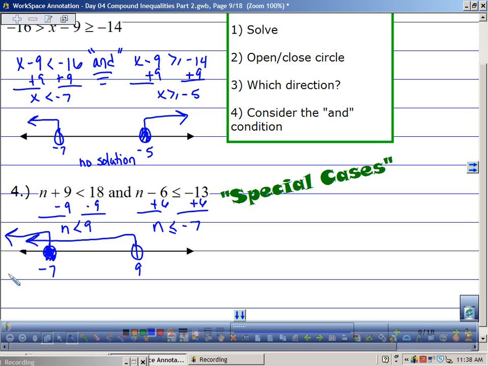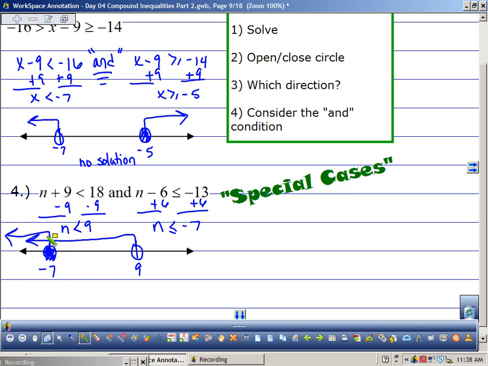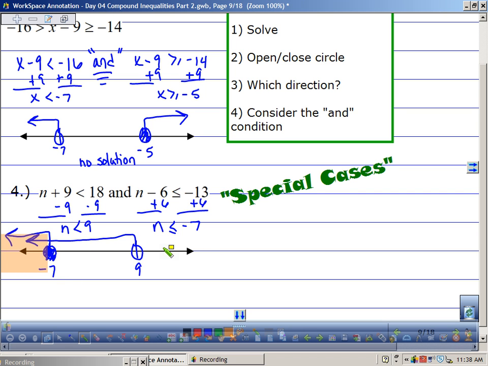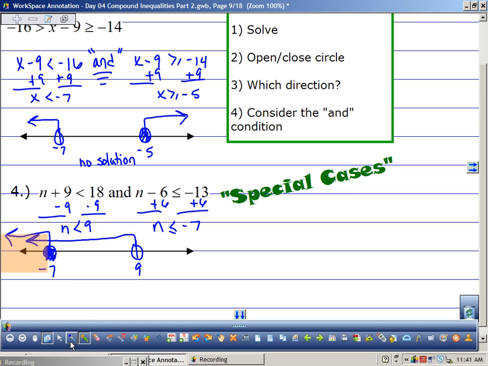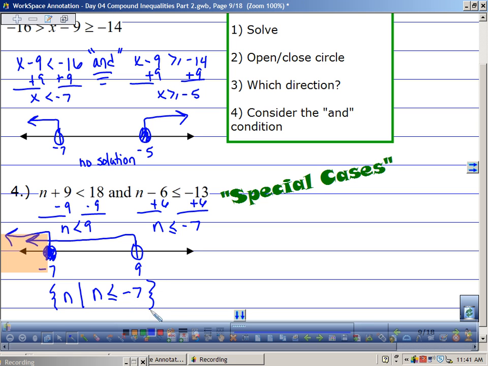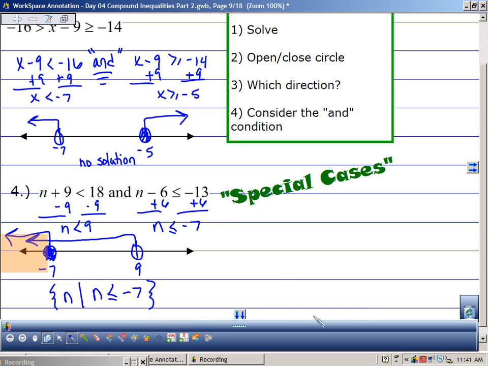Where can I say that both are occurring? Where they overlap. Everything from here and this way. Everybody see that? Are they both here? Are they both here? Are they both here? When it's and, you have to only shade the area where both arrows are occurring. So my answer to this would be this set of numbers, talking about n, such that n has to be less than or equal to negative 7. All right, copy those two down.